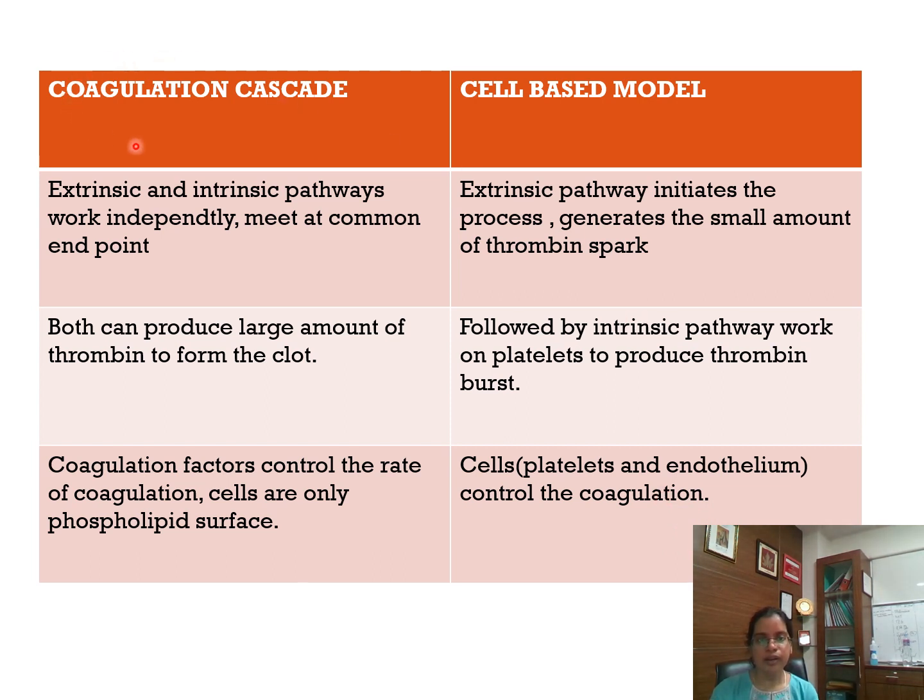While we have seen that in the cascade model, the extrinsic and the intrinsic pathways work independently and meet at a common endpoint. So they both can produce a large amount of thrombin to form the clot. In this cascade model, coagulation factors control the rate of coagulation, and the platelets are only the phospholipid surface. And in the cascade model, we have also seen that factor 12 activates the intrinsic pathway. But in the cell-based model, there is no role of factor 12.